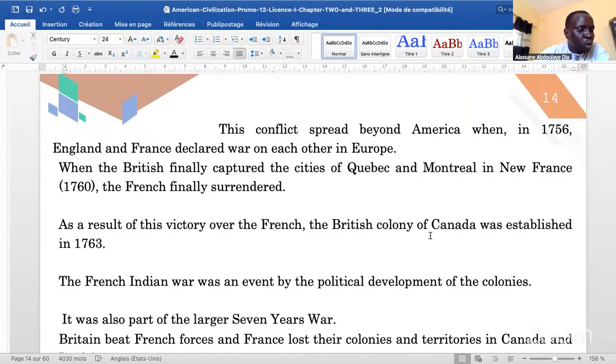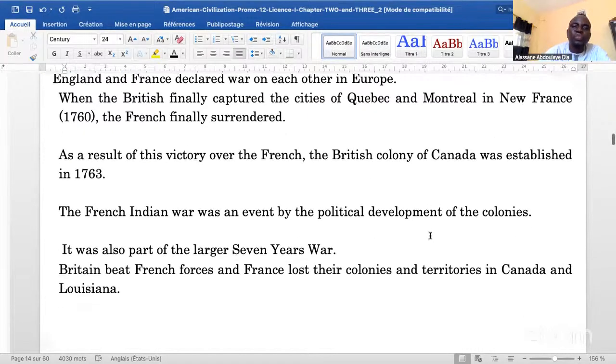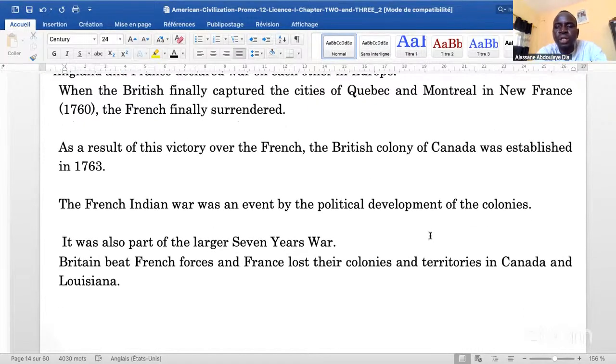And during this war, the British went there and they occupied Quebec and Montreal. So that's how Canada became bilingual, English and French, because it was colonized by the French. And then the English came to occupy some colonies, Quebec and Montreal. So as a result of this victory over the French, the British colony of Canada was established in 1763.